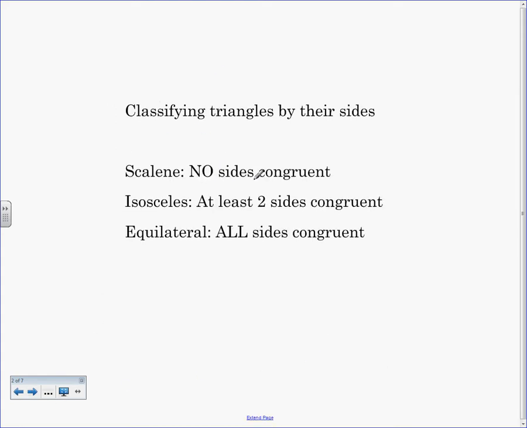So if none of the sides are the same, it's called scalene. If at least two or more sides are the same, it's called isosceles. And if all the sides are the same, it's called equilateral. Again, you have pictures in your notes. I would look at those. Isosceles, typically we do this. Equilateral would look like that, and so on.